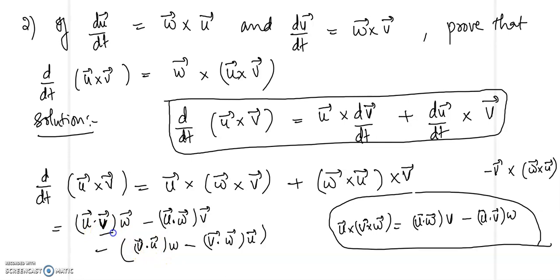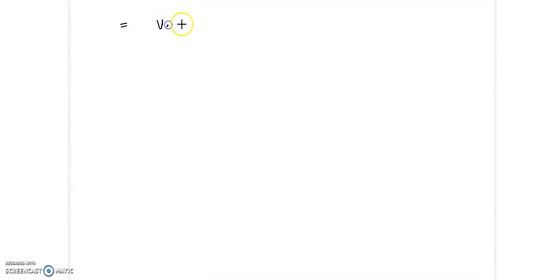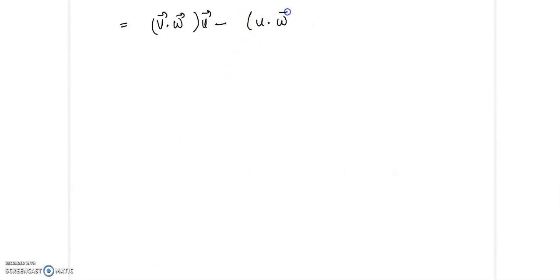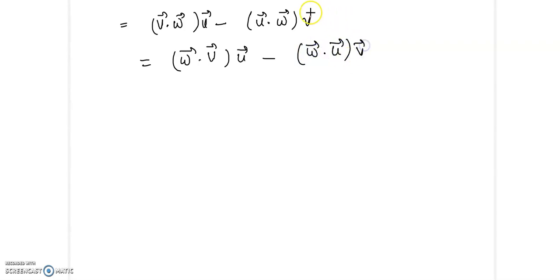So these two terms cancel, because both are the same, so we will get v dot w into u. So that is v dot w into u minus u dot w into v. Or I can write it as w dot v into u minus w dot u into v. So this is because a dot v is same as v dot a. So now this will be equal to w cross u cross.